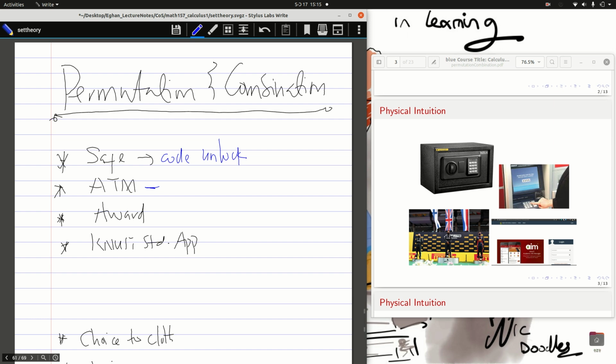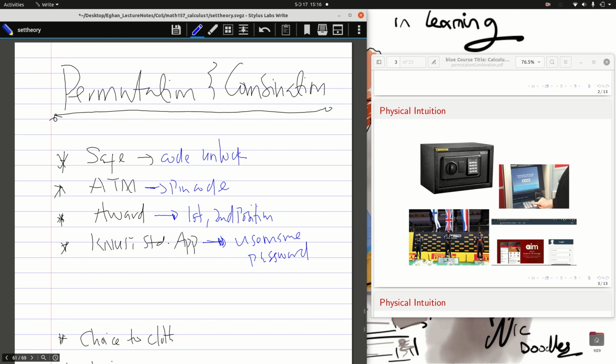In the ATM, I need my PIN code to continue the transaction. Wrong PIN code, you get an error message, or you just do the right thing. In an award, I need first position, second position, and in that order. Third runner-up, second runner-up, first runner-up, in that order. In my KYC app, to access the app, I need my username and I need my password.